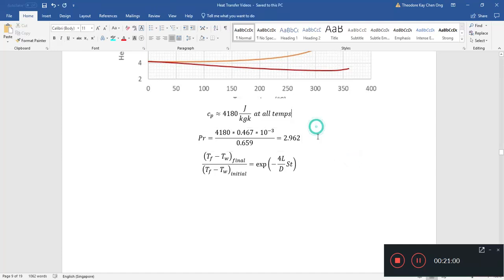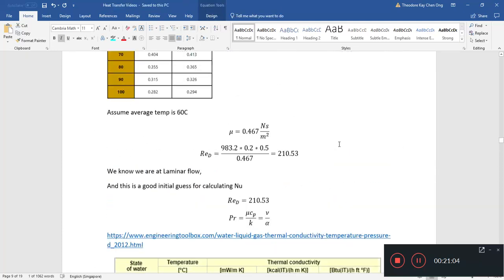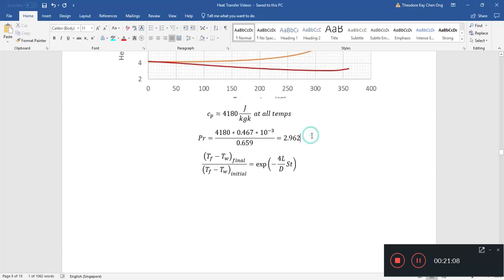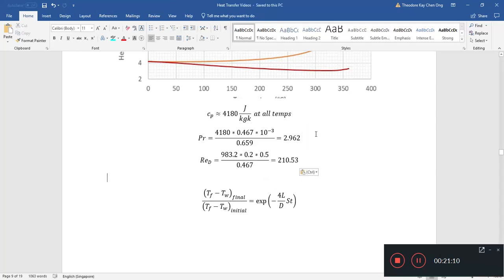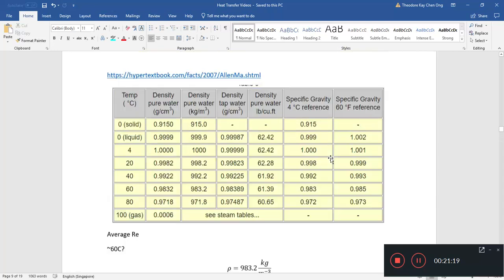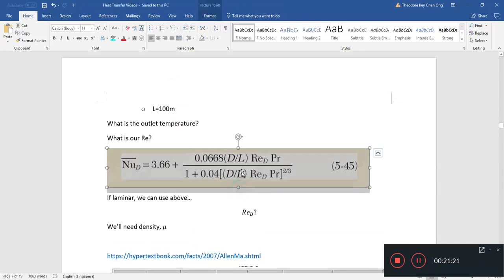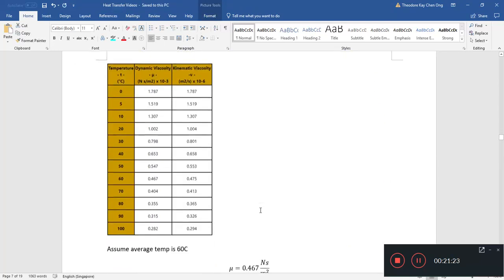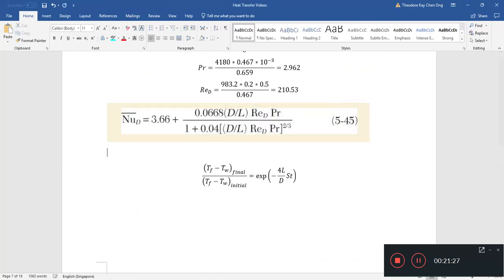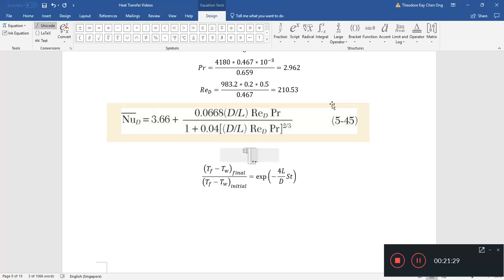All right, so we have our Prandtl number, we have a Reynolds number. So this is the initial guess anyway. Reynolds number and a Prandtl number. And what else do we need? We need a Nusselt number. Let's go look at our Nusselt number correlation. So we'll just plug this in, and then we'll calculate our Stanton number.